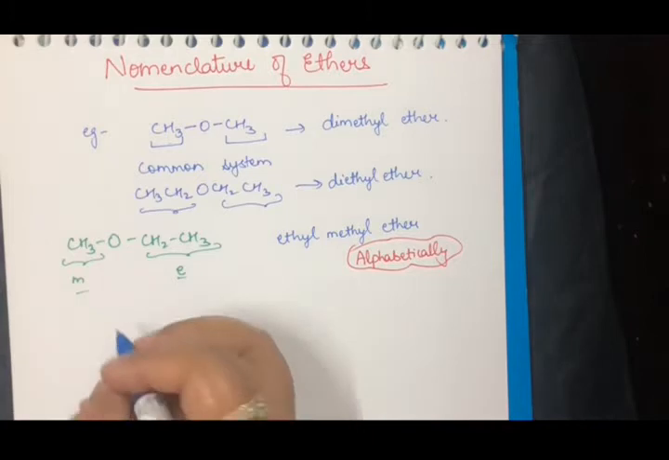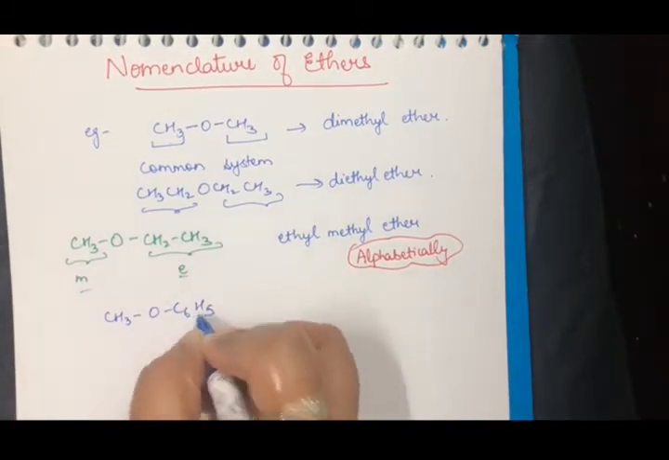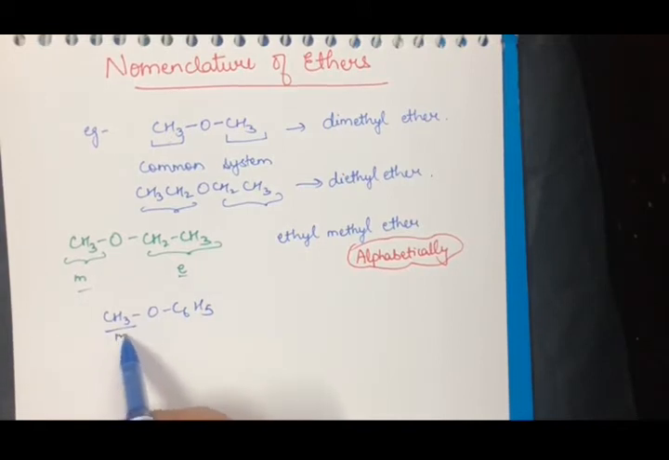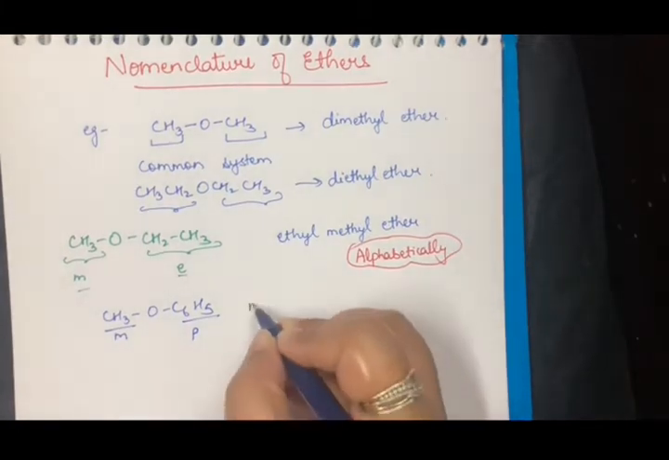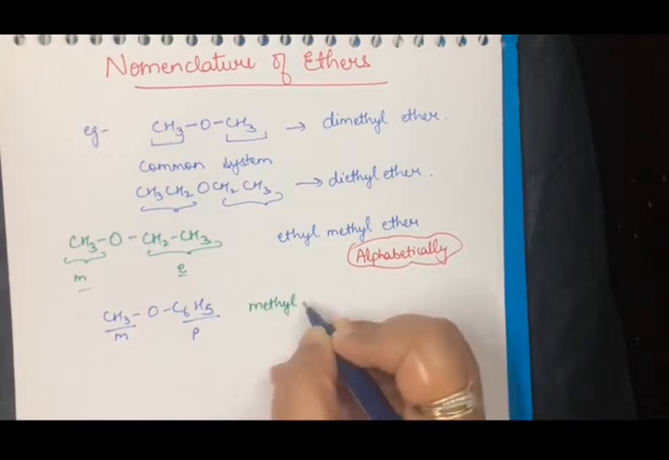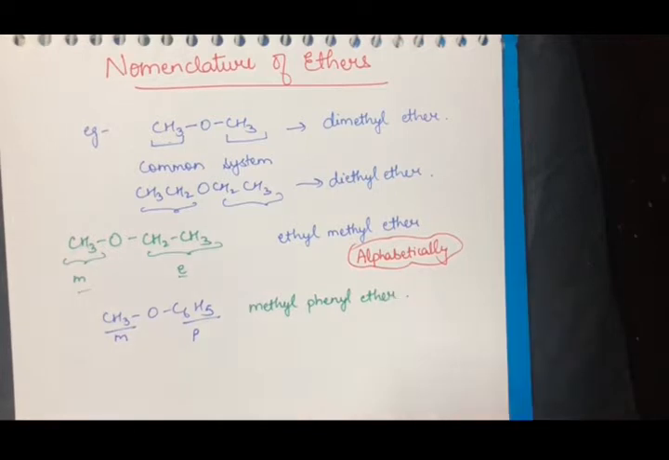Similarly, if I have a structure like this, I have a methyl group here, and which is this group? I just said this is a phenyl group. So out of methyl and phenyl, which is alphabetically preferred, it is going to be methyl phenyl ether. I hope it is clear.